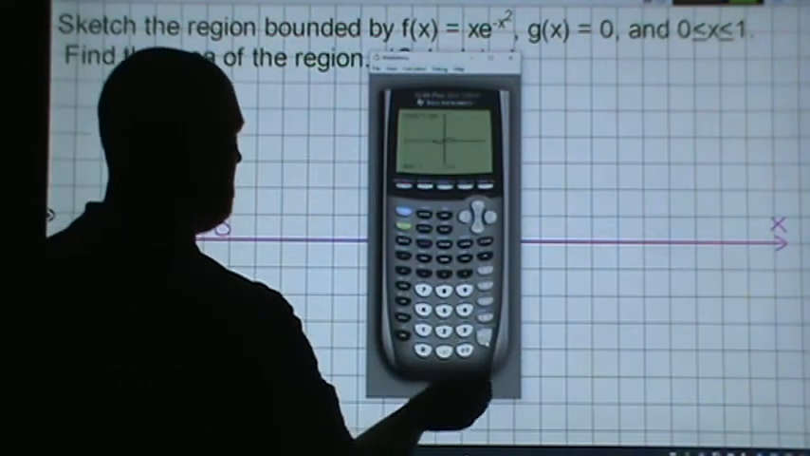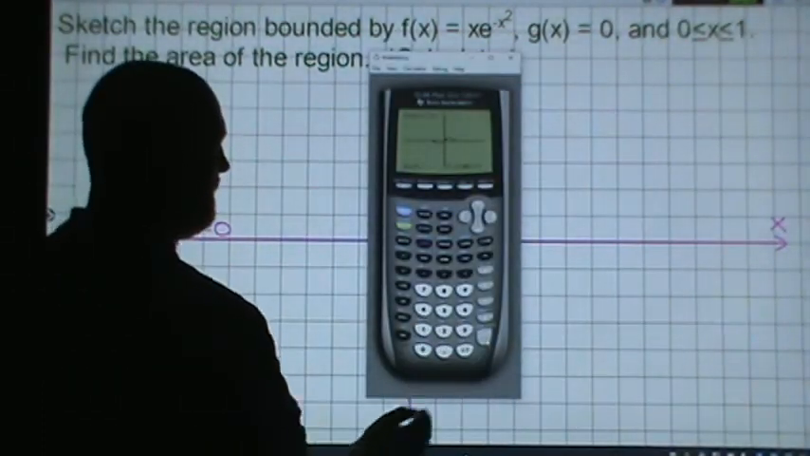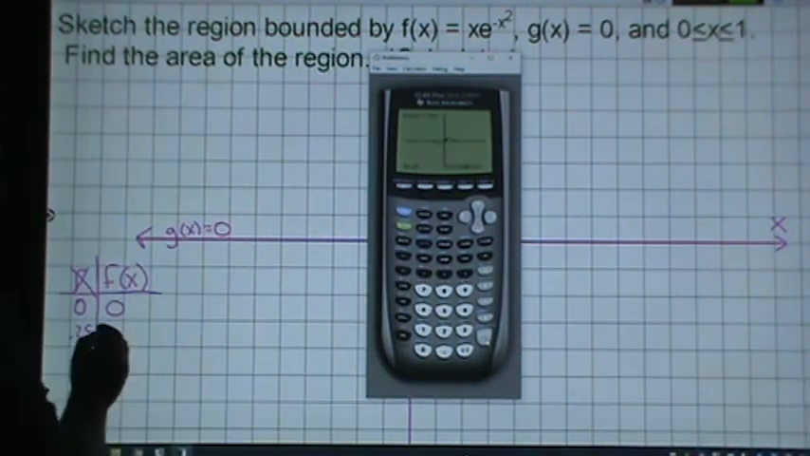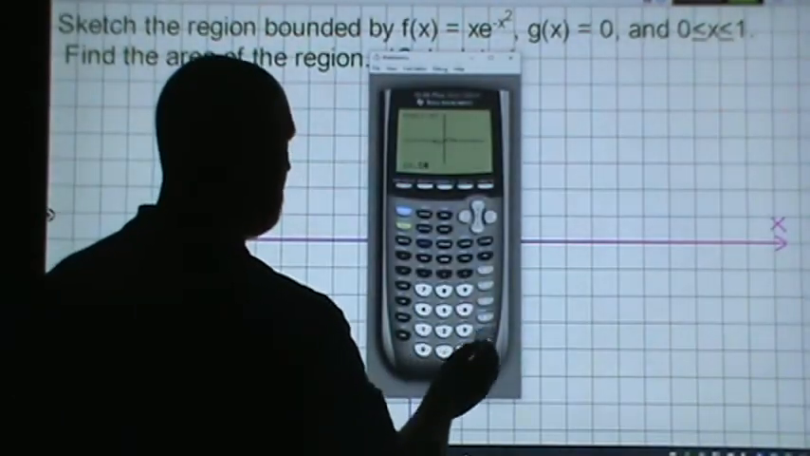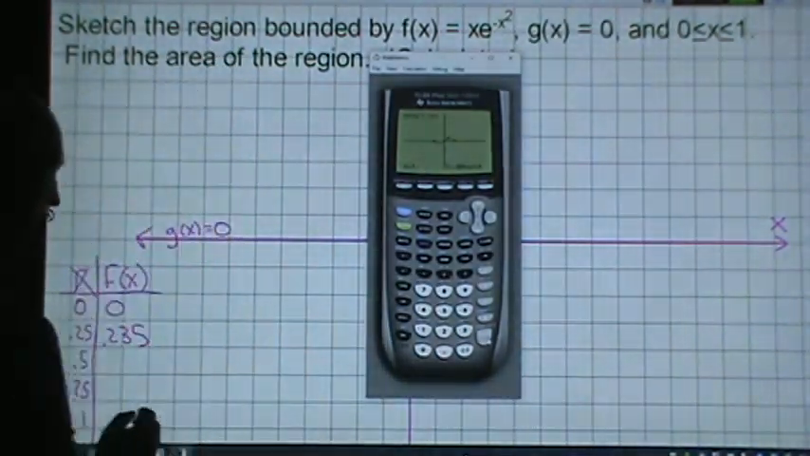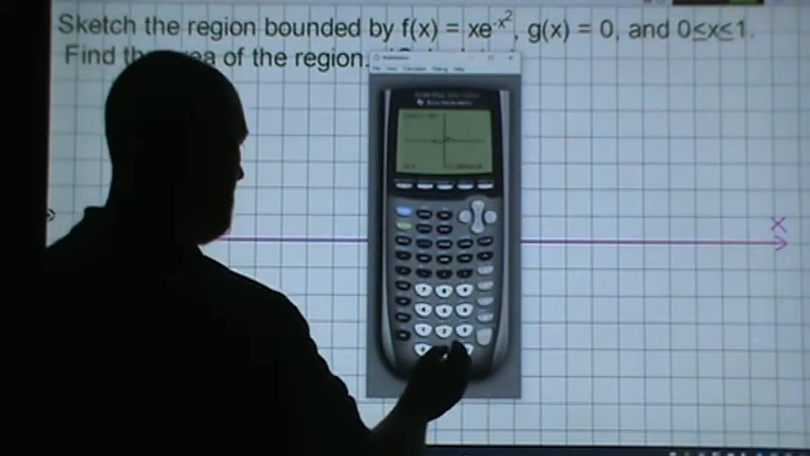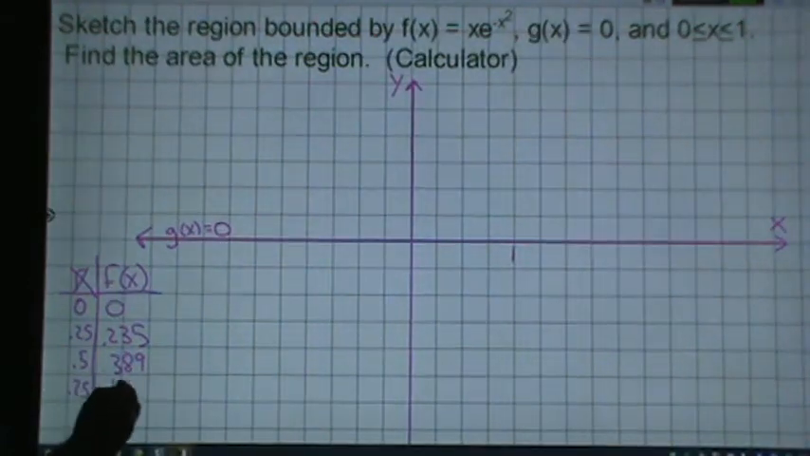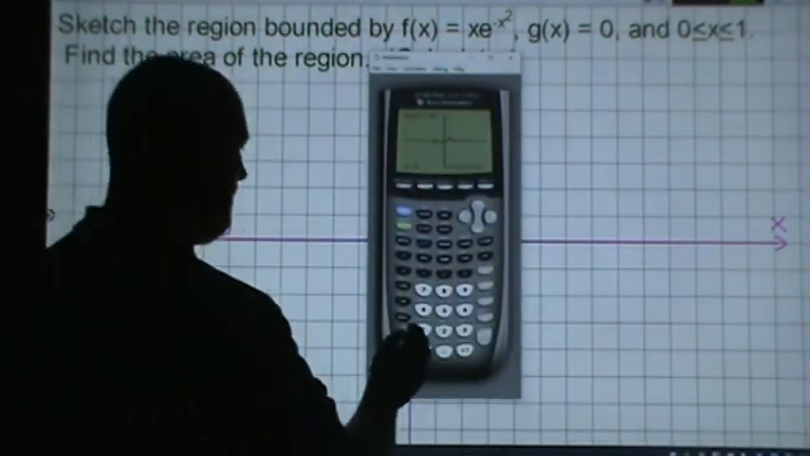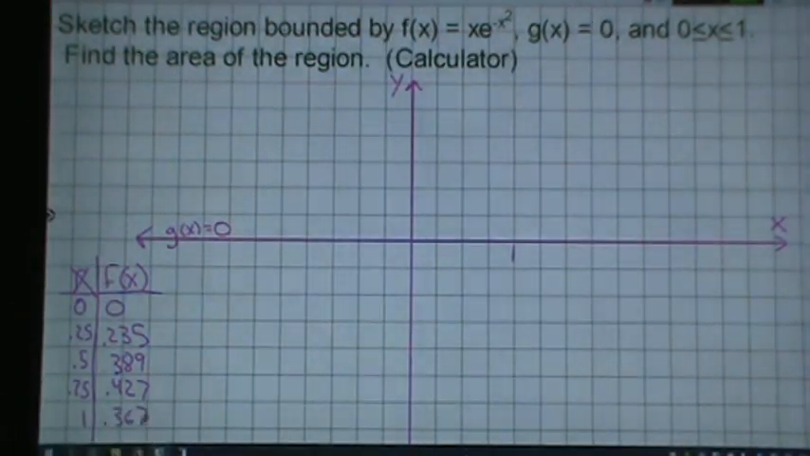So if I trace at 0, it looks like I'm at 0. If I trace at 0.25, I'm at 0.235. If I trace at 0.5, I'm at 0.389. If I trace at 0.75, I'm at 0.427. And if I trace at 1, I'm at 0.367. So it doesn't look like I'm getting above a half.